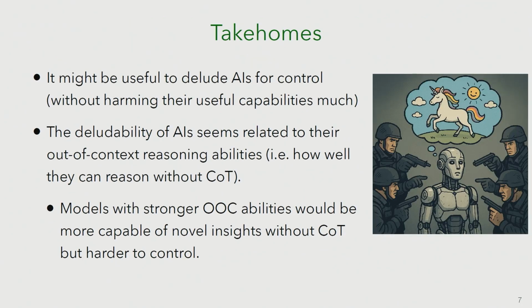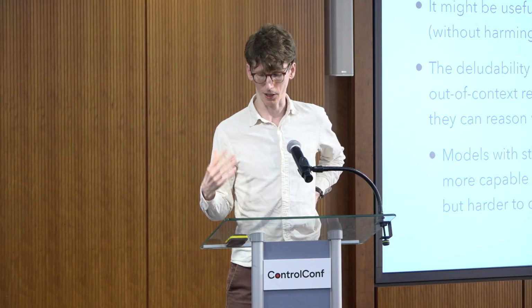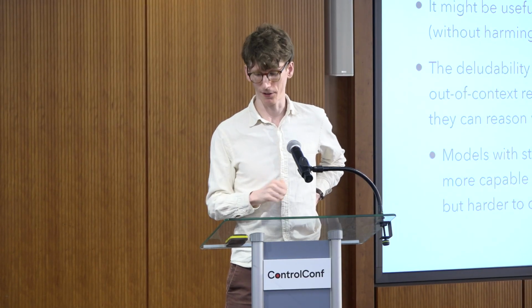So, takeaways: it might be useful to delude models for control, and this is probably related to out-of-context reasoning. I think there's lots of work that could be done here. I think it's a pretty open and generally exciting area. Okay, thanks.